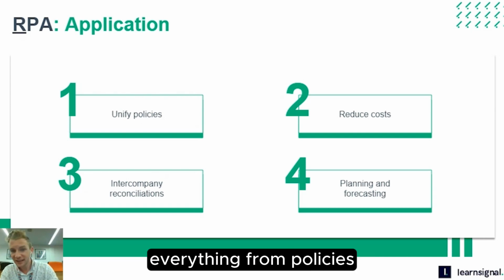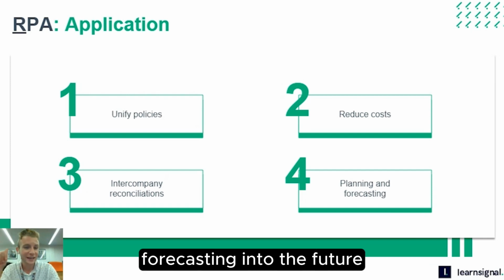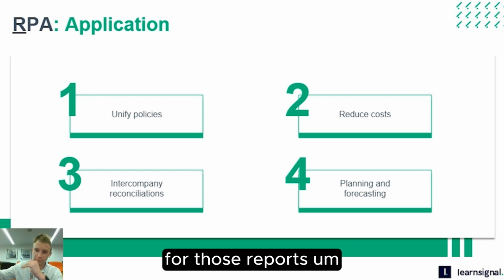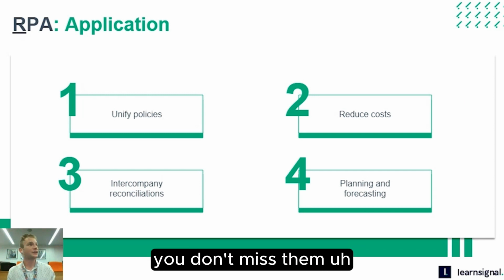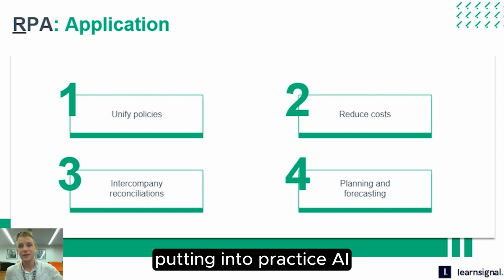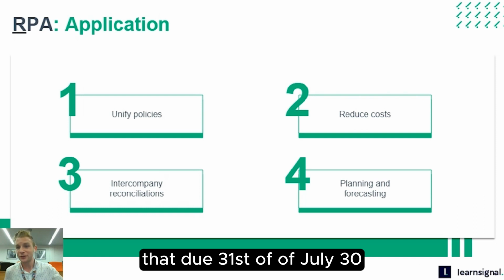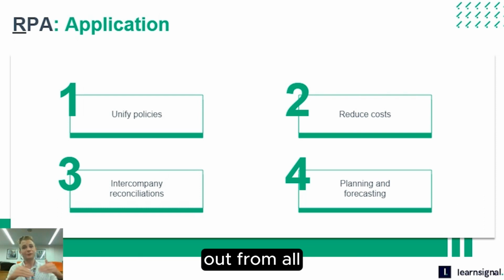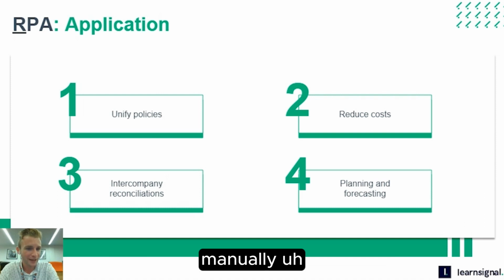Everything from policies, we've talked about reducing costs, planning and forecasting into the future, whether it be for those reports, client deadlines, so you don't miss them. I even know some people are putting AI into practice. You know, when you've got clients who've got payments on account that are due 31st of July, 31st of January, the AI will pick out from all the clients who has a payment on account and who doesn't. These are the sort of things that you wouldn't have to go through manually.